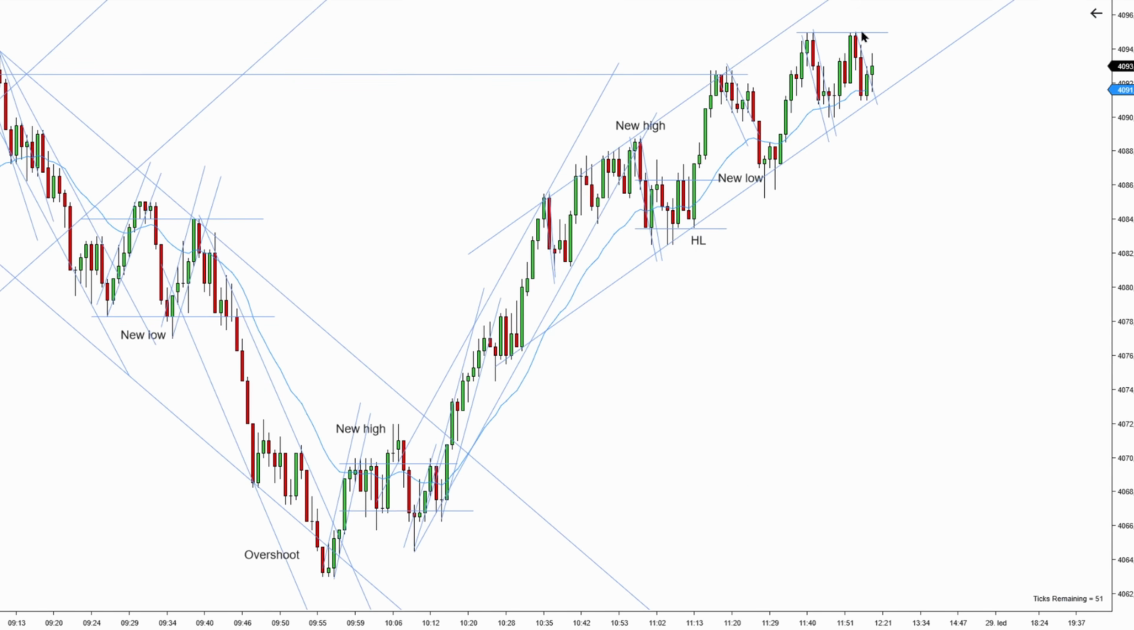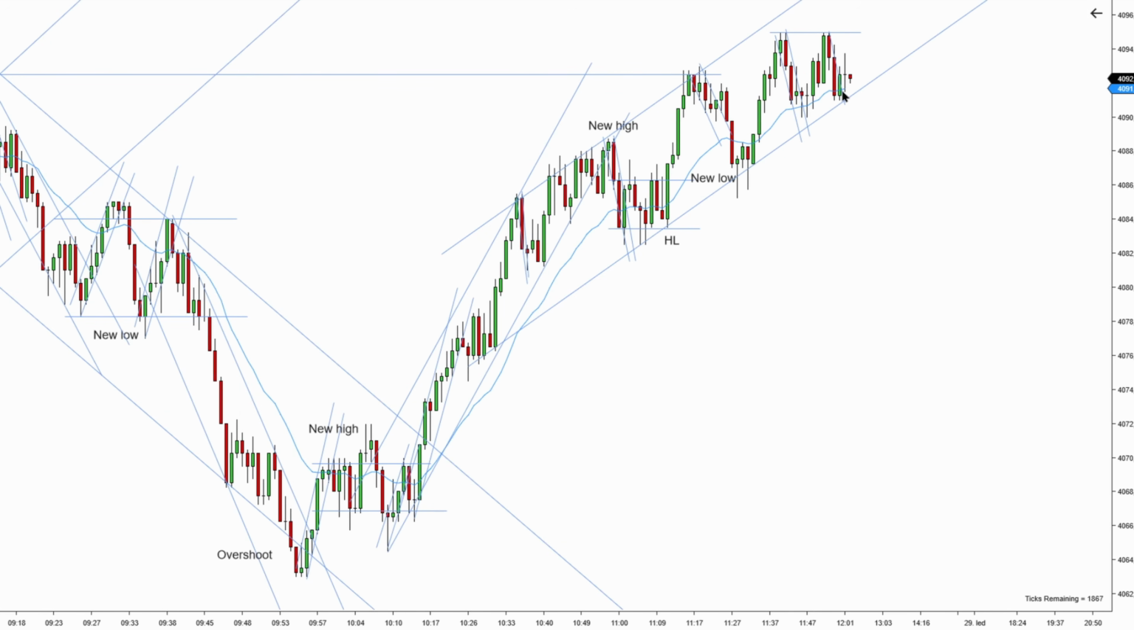So for this reason, I want to see a legitimate second entry long. This is only a first entry long because we have a micro double top, which resets the count. So for this reason, I'm still being patient.